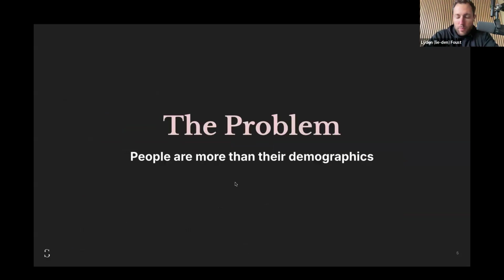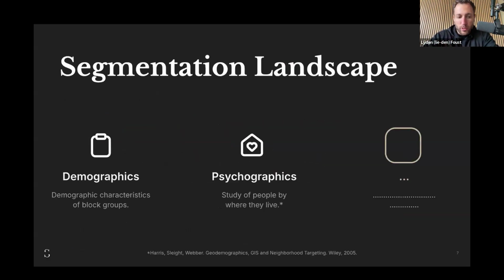Okay, so what's the problem that we are trying to solve here? The problem is that we all intuitively know that people are more than their demographics, but our tools just don't reflect this today. And when we think about what are our tools for customer segmentation, there are a few that are there in everyone's toolkit.